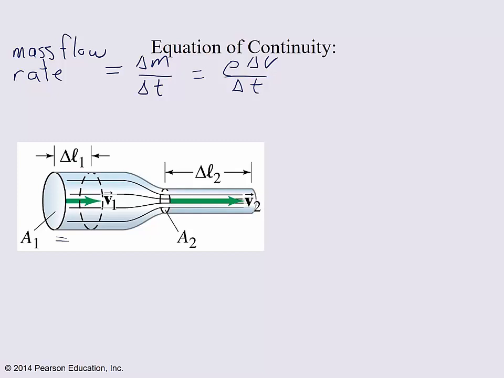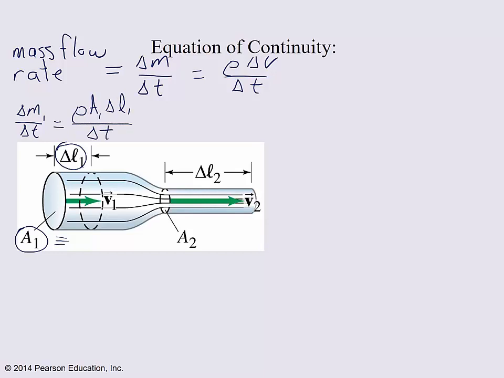Now let's start on the left-hand side of this container. On the left-hand side here, our change in volume is going to be our surface area times the length in which the fluid is flowing. So we can write the mass flow rate for the left portion here. I'll call this delta M1 over delta T to be rho A1 delta L1 over delta T.